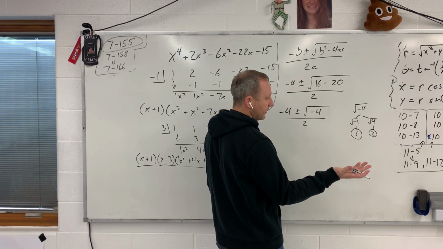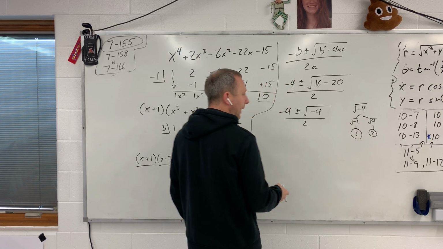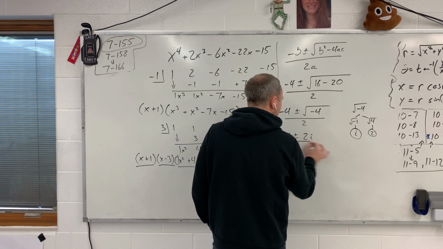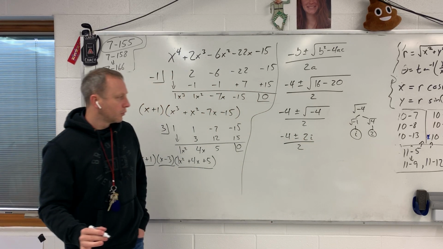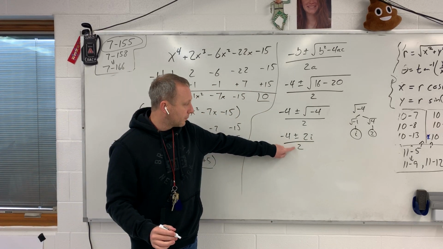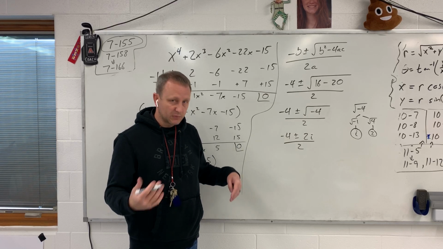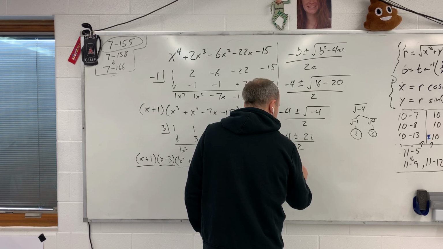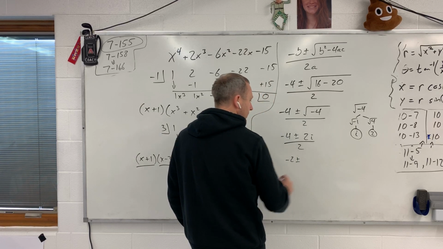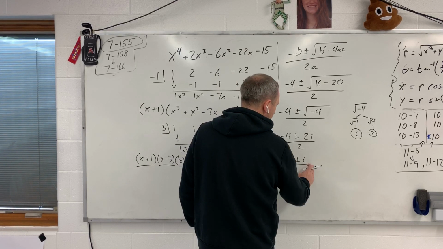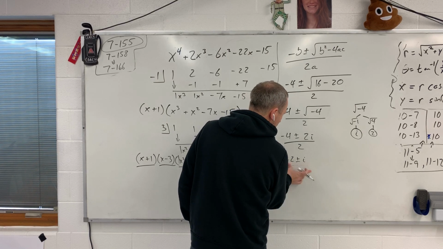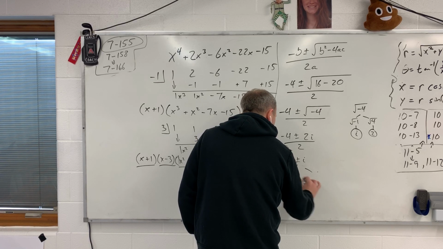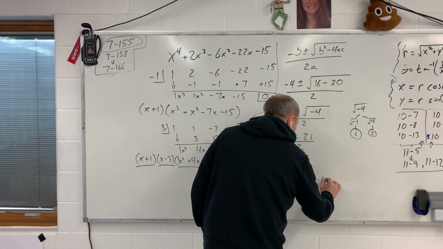So are there any radicals left? No, so it just becomes 2i. So this becomes negative 4 plus or minus 2i over 2. Now, are both of these divisible by 2? Yes. So then we can divide them both by 2. So it becomes negative 2 plus or minus i over nothing. So the two roots would be negative 2 plus i, negative 2 minus i.